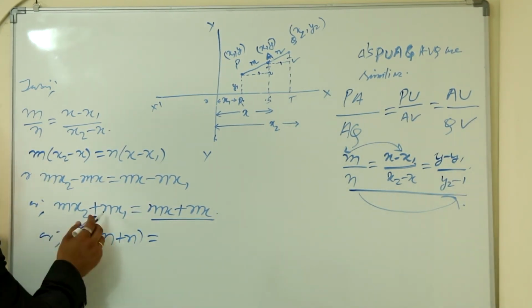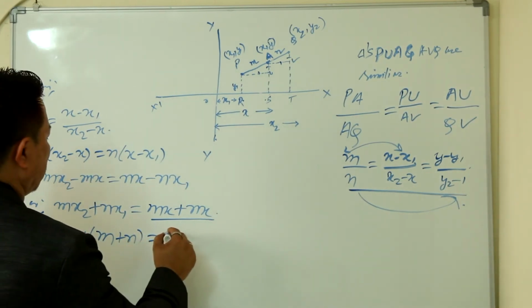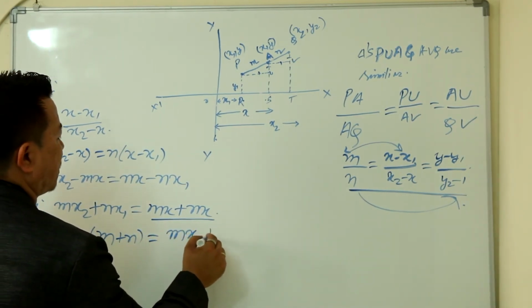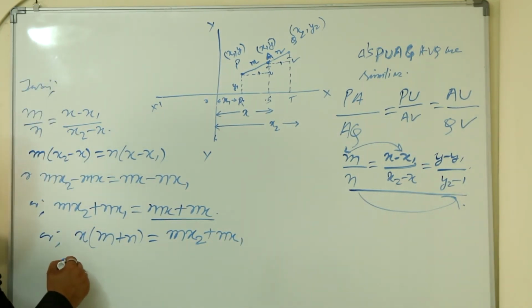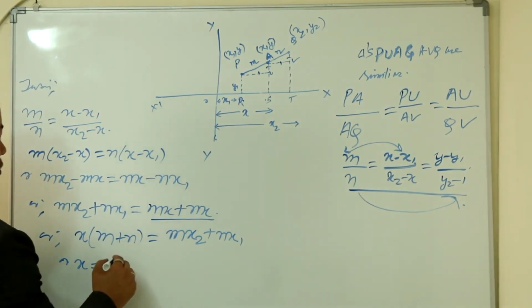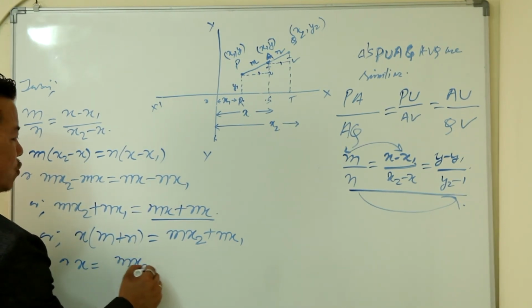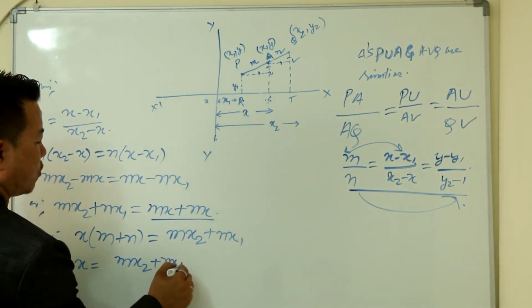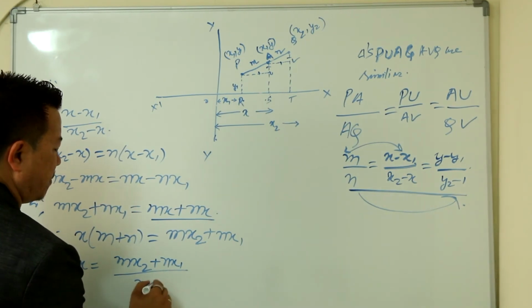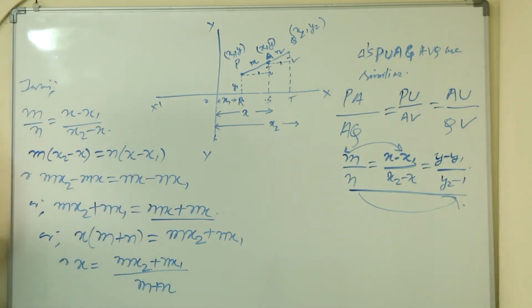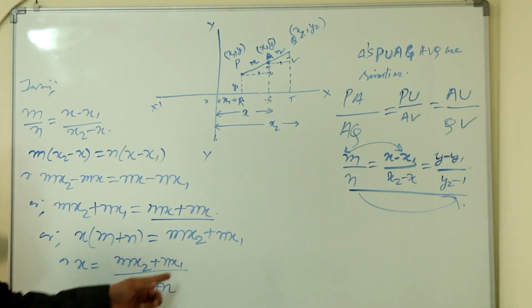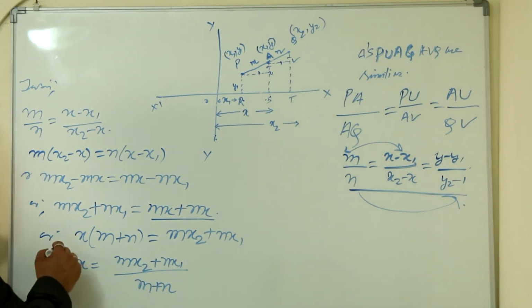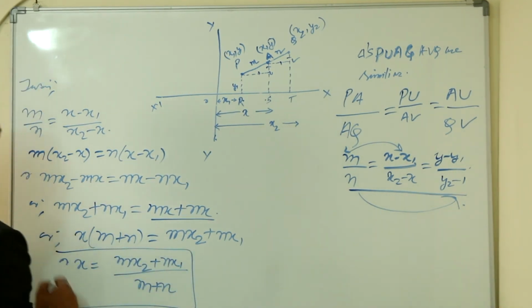now here nothing is common. So mx2 plus nx1. Now you got the value of x, or x is equal to, so what is the value of x? mx2 plus nx1 by m plus n. So here we got the value of x, as I told you in the formula, mx2 plus nx1 over m plus n.